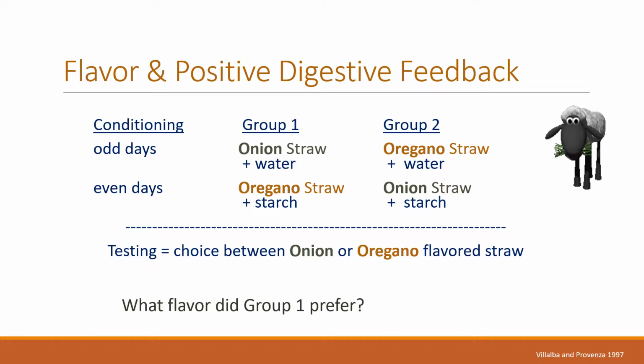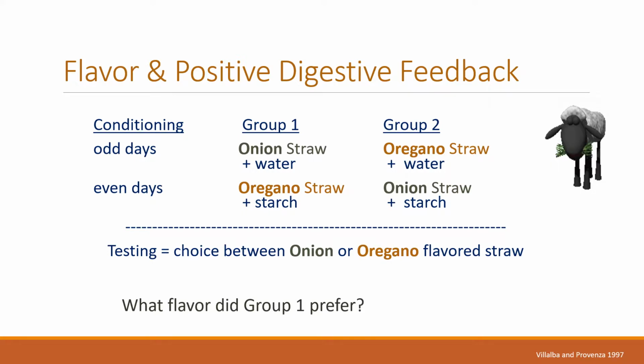Juan Villalba and Fred Provenza at Utah State University had 20 sheep, and they divided them into two groups. The first group on odd days would get onion flavored straw, and after they ate their straw, they would get gavaged with a bottle of water. So they would get water poured down a tube into their rumen. It was delivered right into their rumen. Group 2 would eat oregano flavored straw, and then they'd get some feedback from water. So no energy.